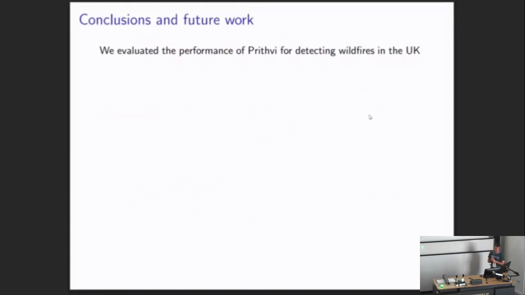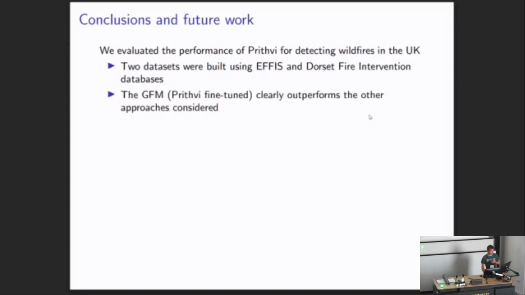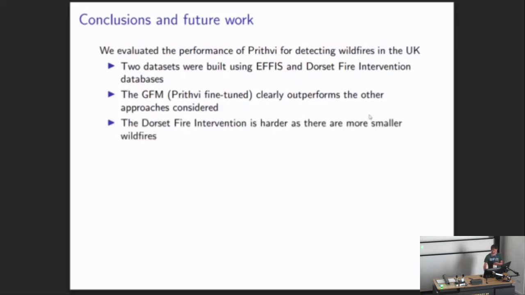So that's it for the presentation, basically. So I tried to evaluate PRIDV to detect wildfires in the UK. I built 2 databases using EFIS and this Dorset Fire Intervention dataset. I showed that the geospatial foundation model outperformed the other approaches. And this Dorset Fire Intervention dataset is much harder to detect, as there are much smaller wildfires there.